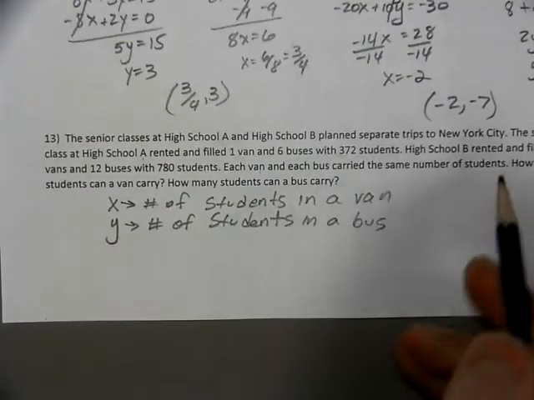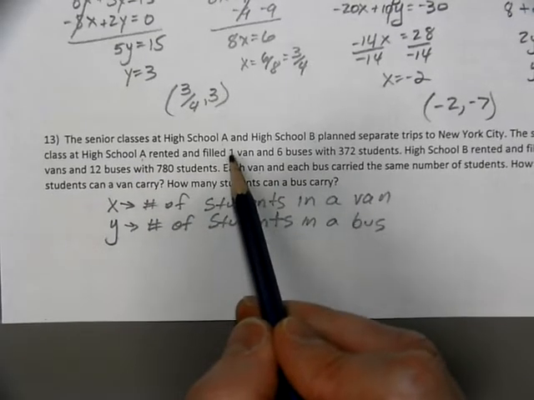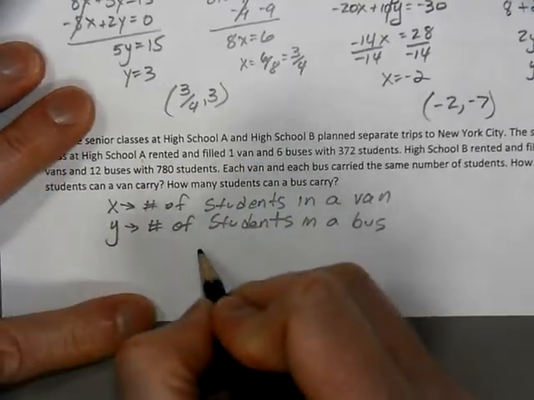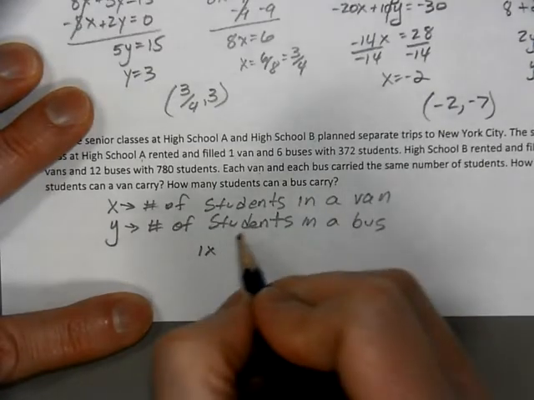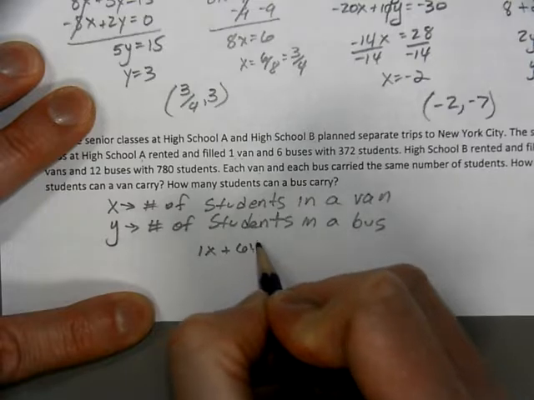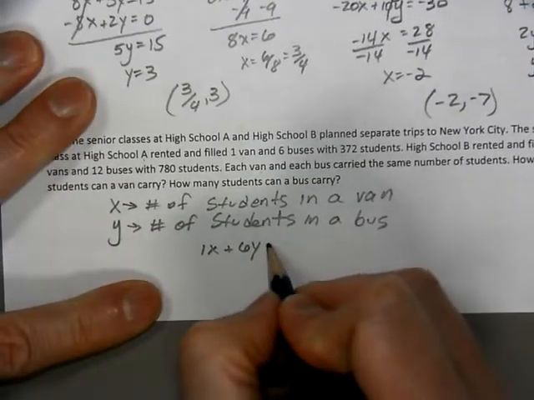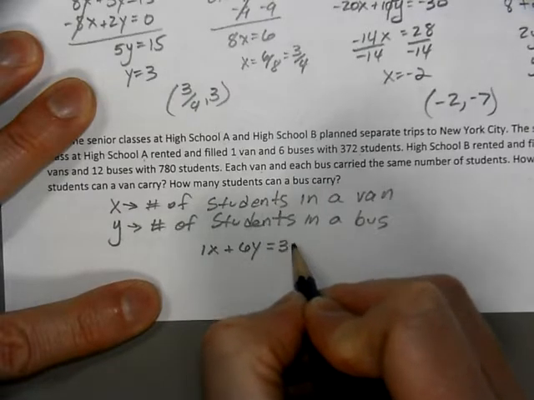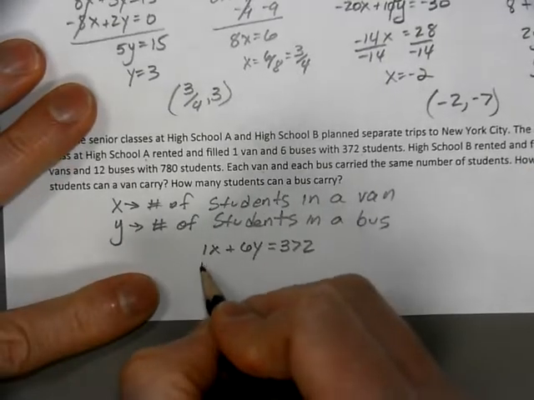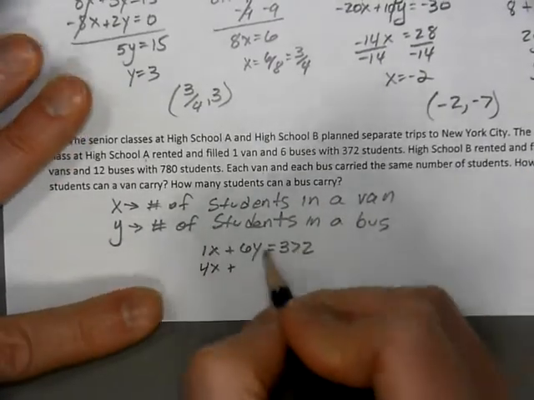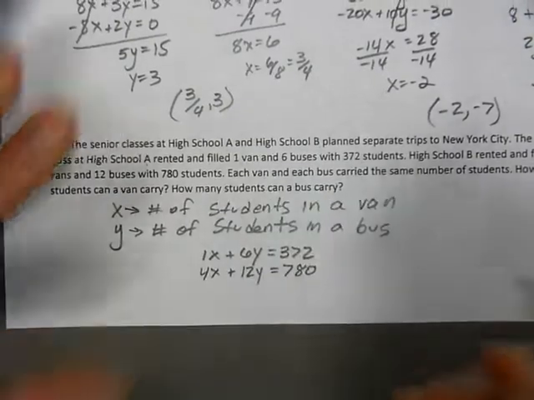So now we write our equation. Senior class at A high school has 1 van. So we have 1 van, and that's the number of students it can carry, plus it has 6 buses, and Y is the number of students it can carry, with a total number of students of 372. The other high school has 4 vans and 12 buses, 780 students.